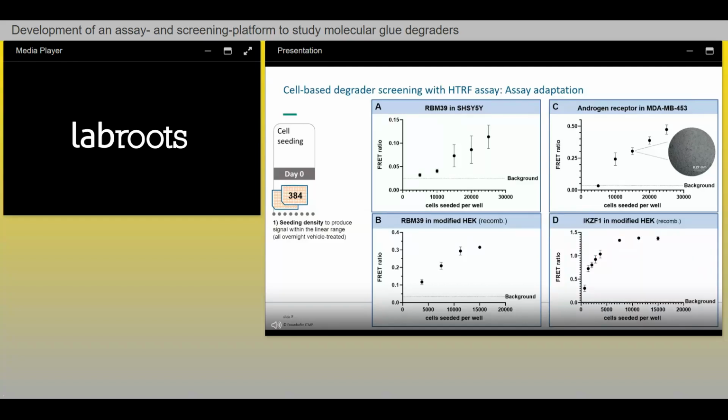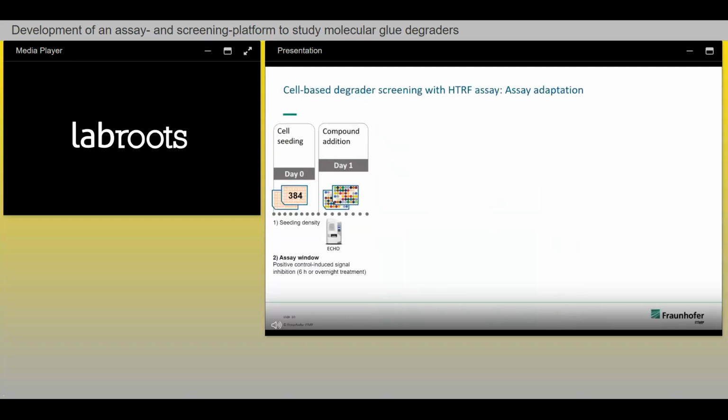We also look at IKZF1, a zinc finger transcription factor that is interesting to the targeted protein degradation field. And again, now D is showing genetically modified cells, so recombinant target expression, where you will find your linear range probably somewhere else than you will find with endogenous target.